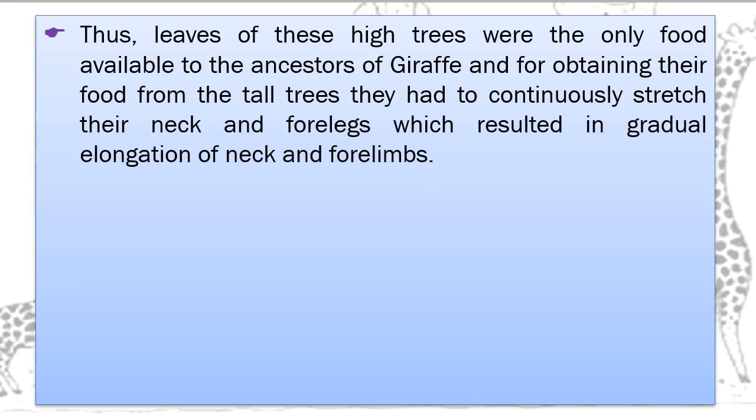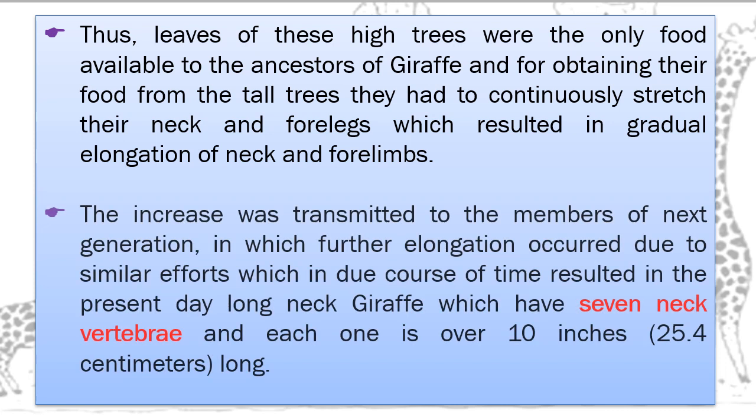Thus, leaves of these high trees were the only food available to the ancestors of giraffe, and for obtaining their food from the tall trees, they had to continuously stretch their neck and forelegs, which resulted in gradual elongation of neck and forelimbs. The increase was transmitted to the members of the next generation, in which further elongation occurred due to similar efforts, which in due course of time resulted in the present-day long-necked giraffe, which have 7 neck vertebrae and each one is over 10 inches long.